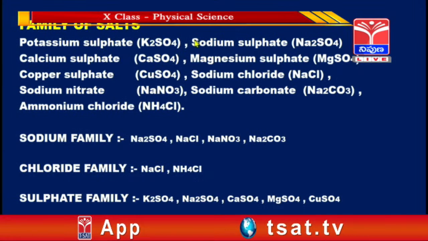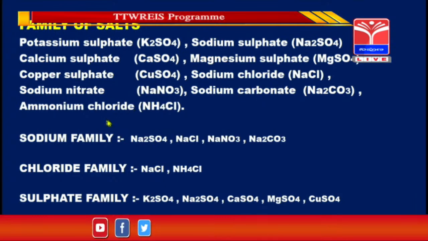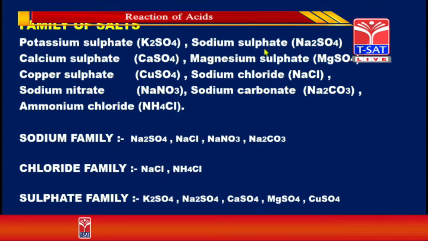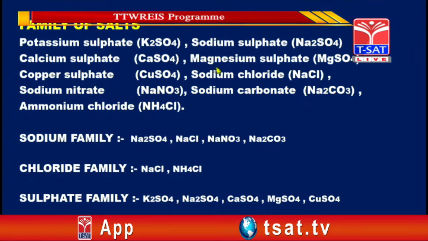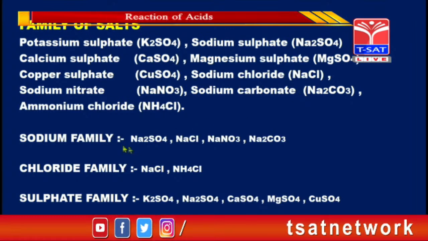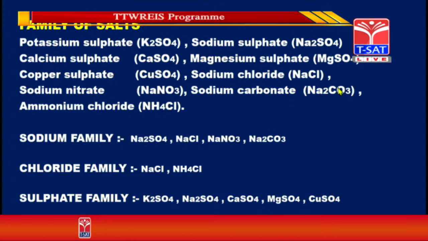They are potassium sulfate, sodium sulfate, calcium sulfate, magnesium sulfate, copper sulfate, sodium chloride, sodium nitrate, sodium carbonate, ammonium chloride. Now tell me the formula of these salts. Yes, the formula for potassium sulfate is K2SO4, sodium sulfate is Na2SO4, calcium sulfate is CaSO4, magnesium sulfate is MgSO4, copper sulfate is CuSO4, sodium chloride is NaCl, sodium nitrate is NaNO3, sodium carbonate is Na2SO3, and ammonium chloride is NH4Cl.